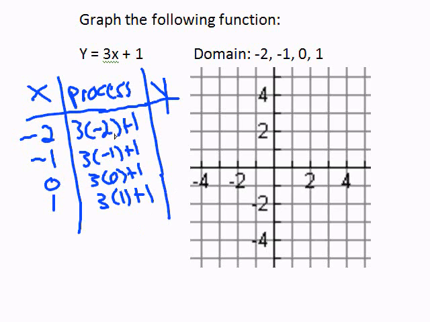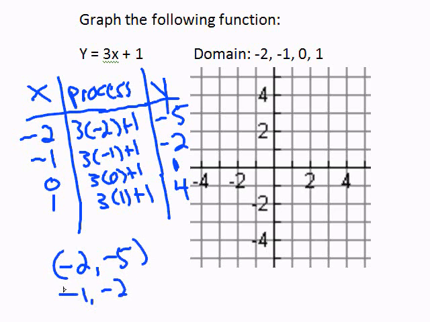The y value is 3 times -2, which is -6, plus 1 is -5. The next one, -3 plus 1 is -2, plus 1, and 4. So that's kind of messy. We can go ahead and rewrite those as ordered pairs: (-2, -5), (-1, -2), (0, 1), and (1, 4). And then all we have to do is plot them.